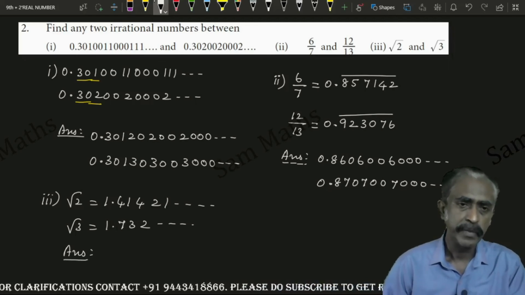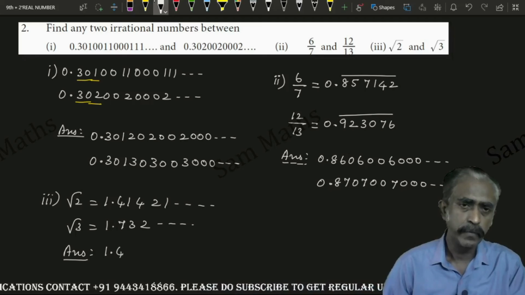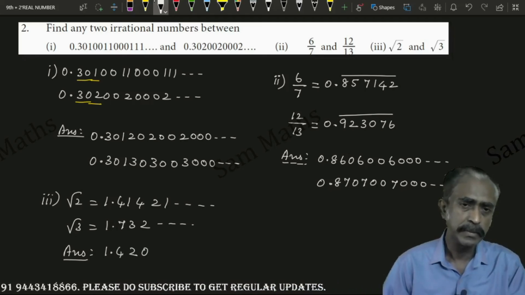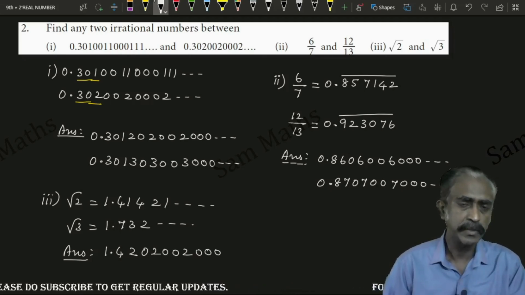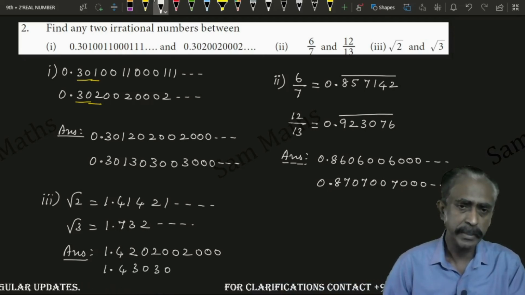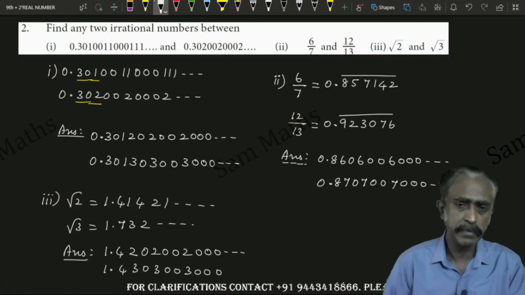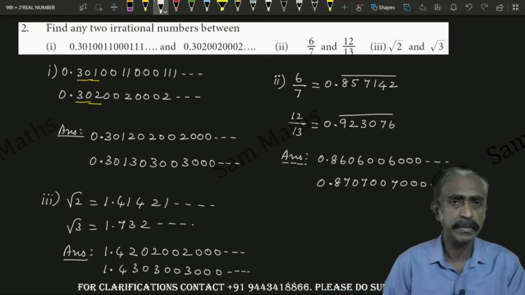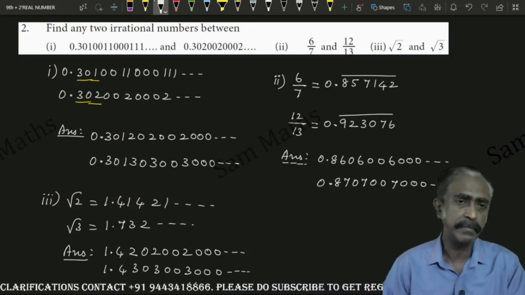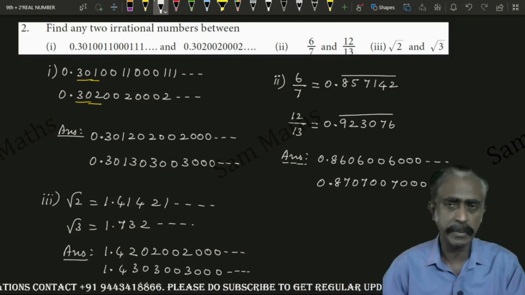First one, 1.42 I am going. Okay, 41 is there, so I am taking 2, 0, 200, 200 and so on. One more number we can write 1.430, 300, 3000 etc. So in both the cases you have to put that. Okay children, these are the two irrational numbers I have written between root 2 and root 3.